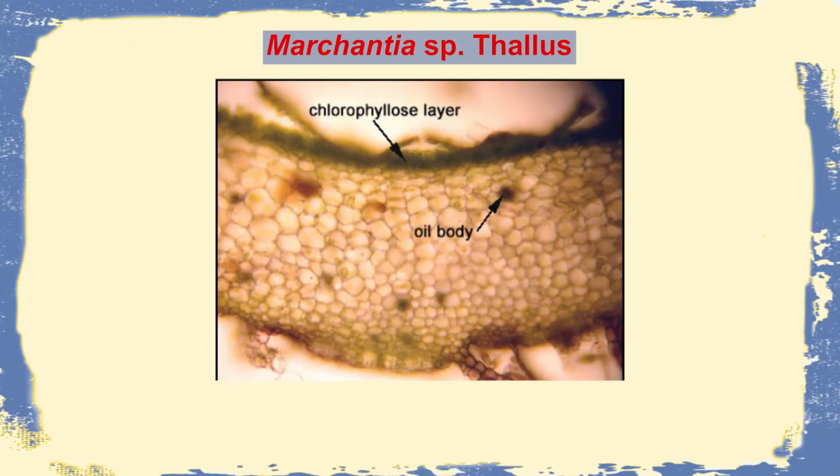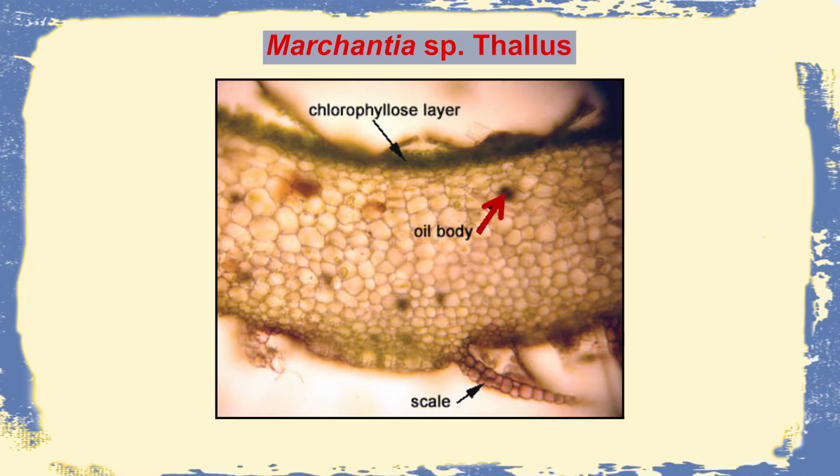And at the same time we can see that there are certain oil bodies within the thallus, and these oil bodies usually act as the storage region which provides food to the plant body. There are also certain scales. These scales are usually multicellular in nature, but they are single-celled in thickness and provide the function of protection from different sources.